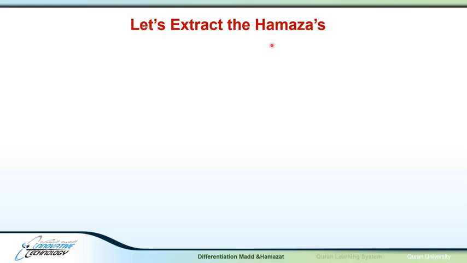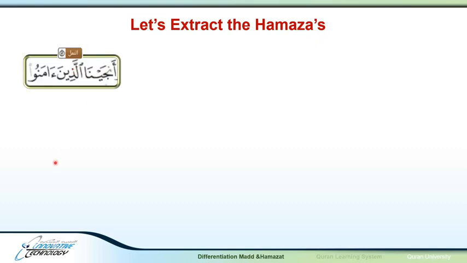Now we'll take some examples from the Holy Quran and we'll attempt extracting the Hamzas from those examples. We'll start with the first ayah.